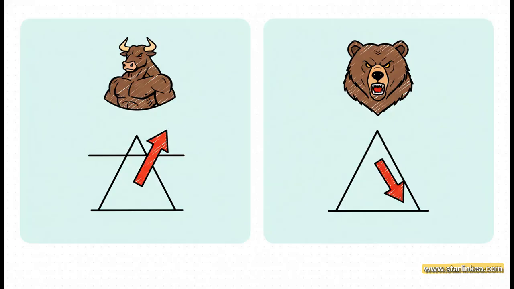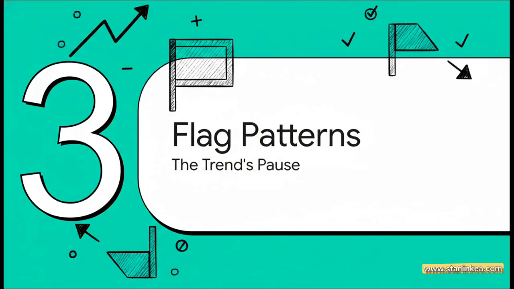And here's a great way to see the two psychologies right next to each other. The ascending triangle shows that growing confidence, and it's probably going to break up. The descending triangle, that's growing fear, and it's probably going to break down. In both cases, one side is slowly but surely winning that psychological war. All right, let's move on. Let's see how this builds with our next pattern.